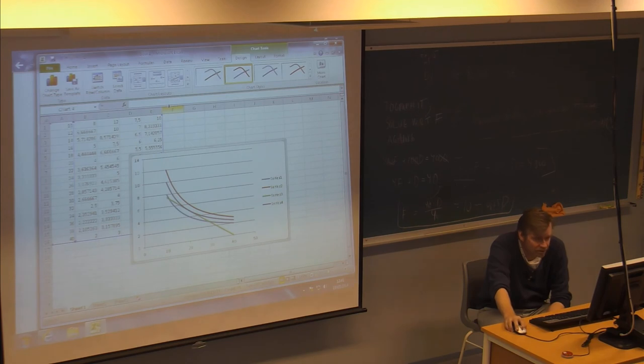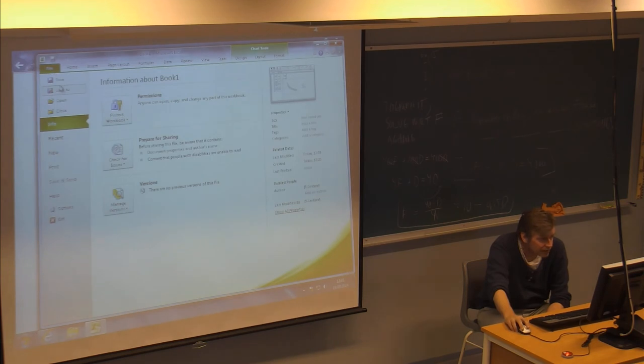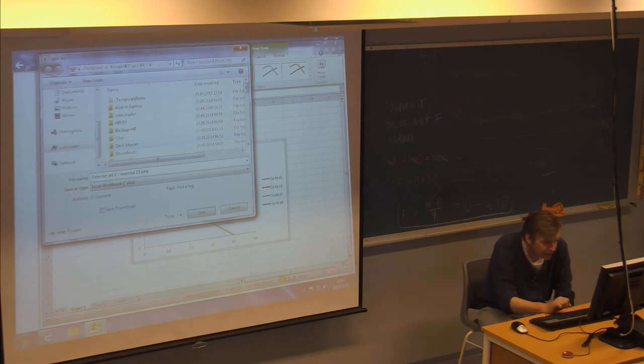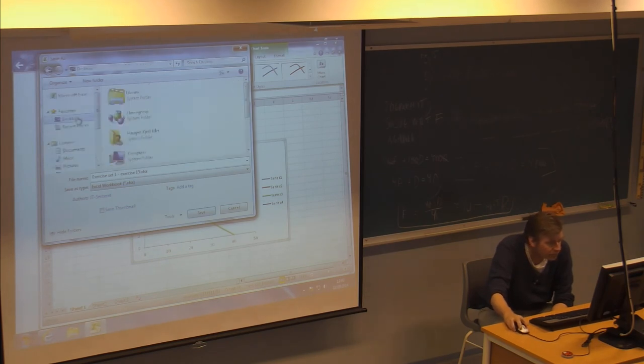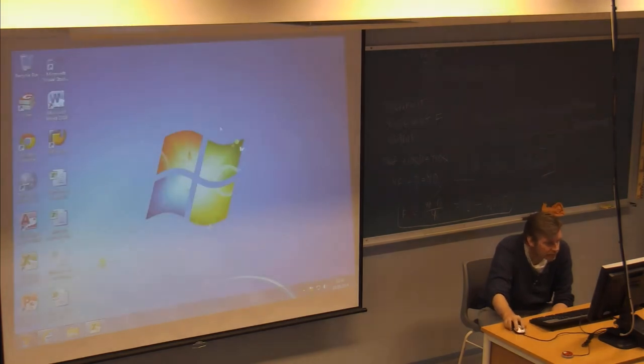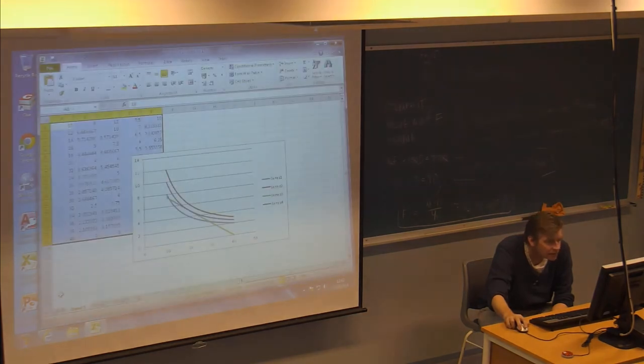Okay, do you want this file? Should I store it? Put it up on, what should we call it then? Exercise 1/15 or something. This is exercise set 1, exercise 15. I save this on the desktop like that, then it should show up here hopefully. There it is, isn't it? Yes.